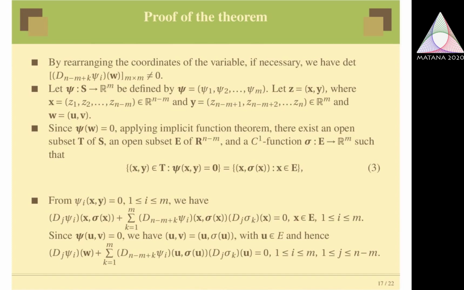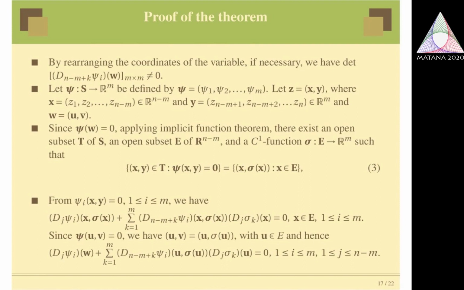Therefore, partially differentiating psi_i of (x, sigma(x)) equal to 0 with respect to x_j on both sides of the equation using the chain rule, we get that D_j psi_i of (x, sigma(x)) plus sigma over k varies from 1 to m of D_{n-m+k} psi_i of (x, sigma(x)) into D_j sigma_k of x, which is equal to 0 for all x in E, for all i varies from 1 to m.